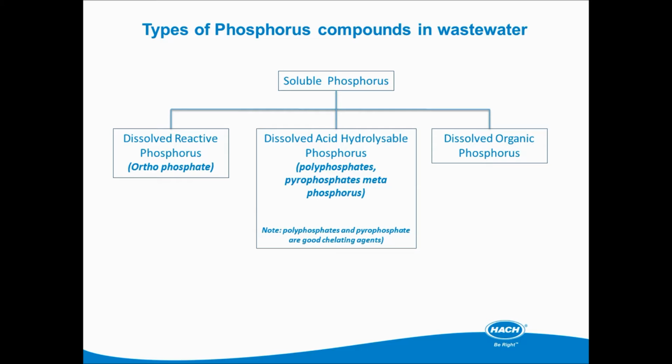And lastly, soluble organic compounds. The exact nature of these compounds will depend upon their source and whether they will react to the phosphate test. Their exact composition is not important, but some of these may be hydrolyzed by the chemistry of the orthophosphate test.